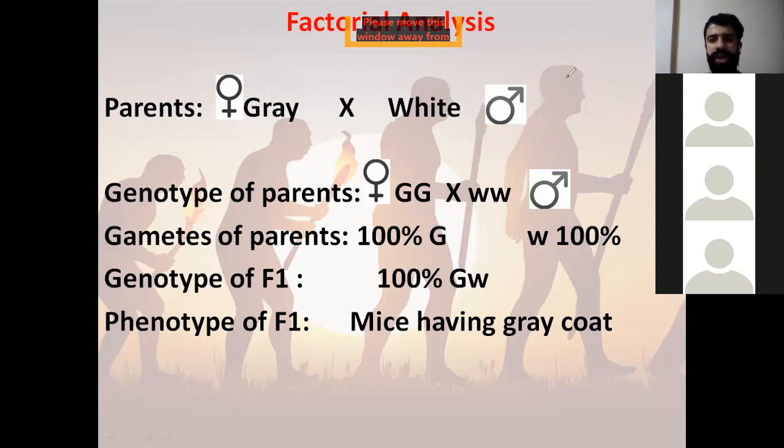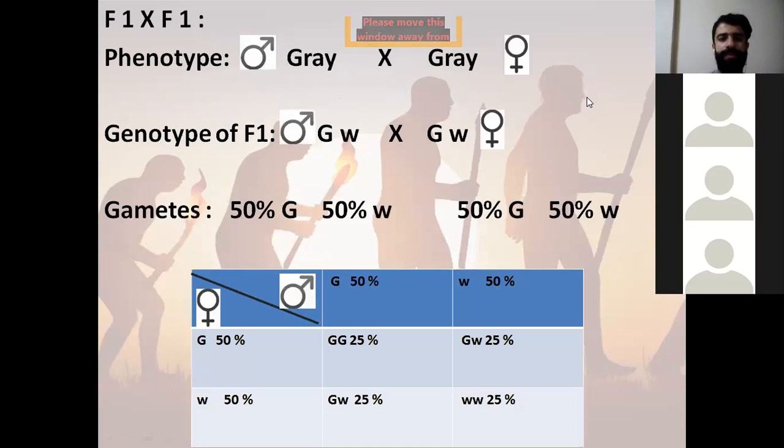I want to move to the complicated one. This one, F1 cross with F1. All of you, you have to pay attention to this. This is a very important step, and most of your quiz is going to be based on these questions. So first of all, let's move to the phenotype. Here, the male is gray and the female is gray, since we crossed F1 with F1. So this is the first step. I wrote the phenotype of the individual: gray male crossed with gray female.